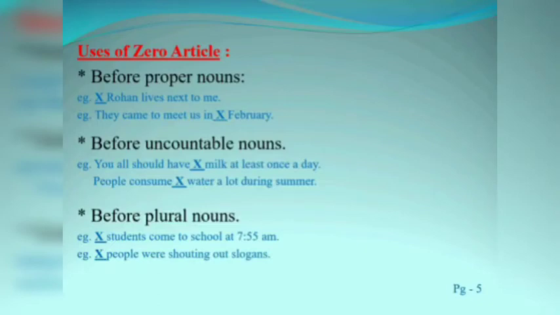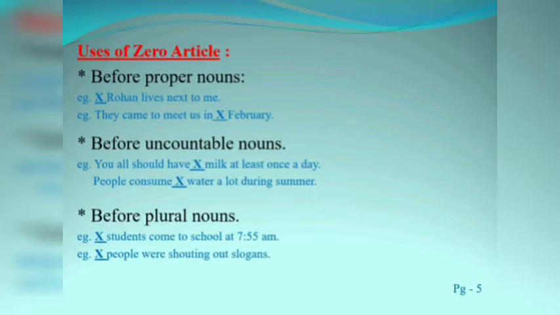Students, today I will tell you the uses of the zero article, that is the places where we can never use a, an or the. And the first rule is before proper nouns, and everybody knows a proper noun is the particular name of a person, place or a thing.